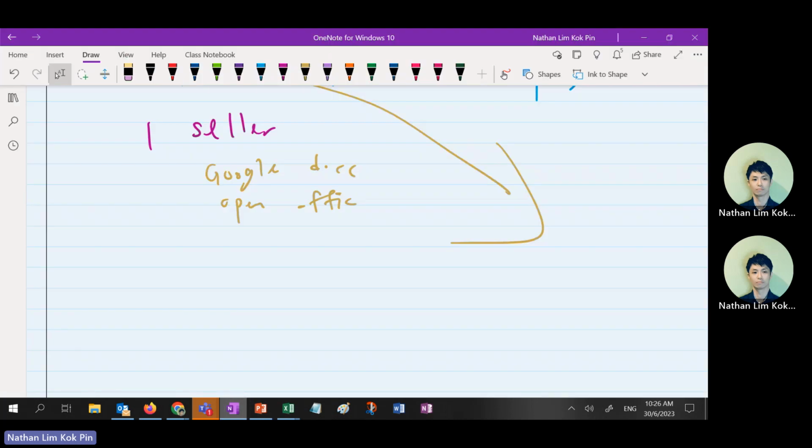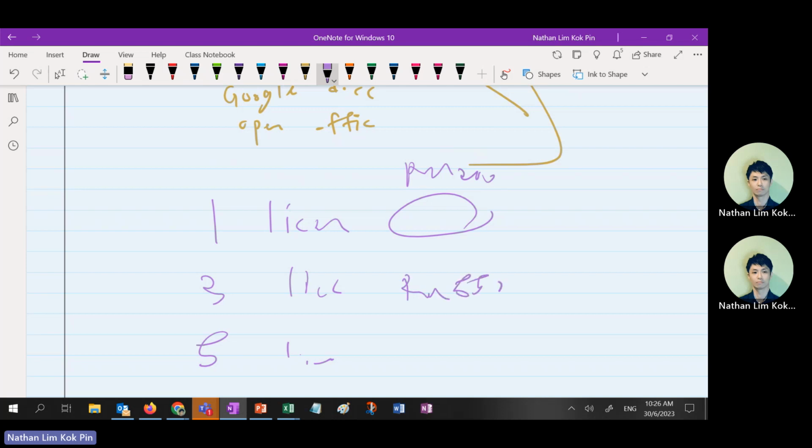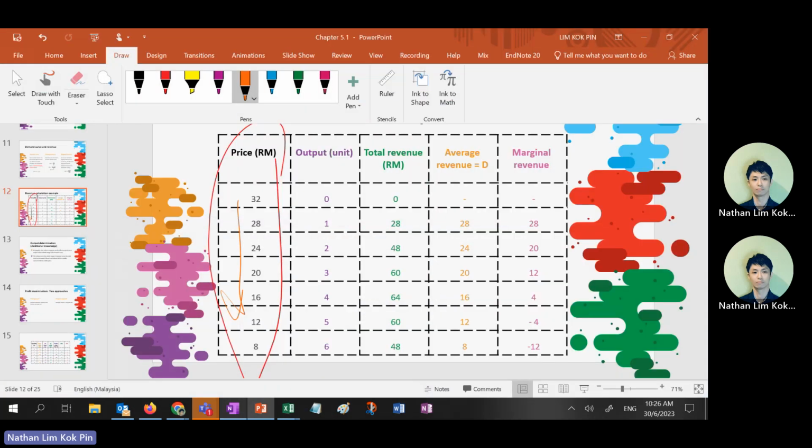For a Microsoft license, for example, if you only buy one license compared to the 3-license family package and compared to the Office package of 5 licenses, right? If one sells for 200 ringgit, 3 licenses will not sell for 600. Maybe it sells for 550. For 5 licenses, it will not sell for 1,000 ringgit. Maybe it sells for 780. This means that the more they want to sell, they have to reduce their price. This is the price maker characteristic. The more they sell, they reduce the price.